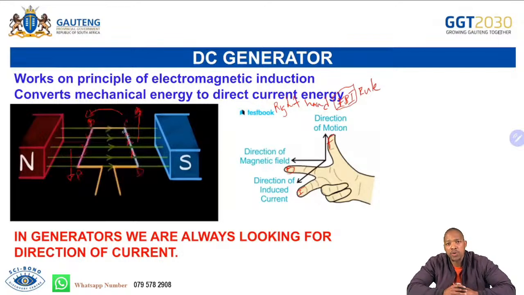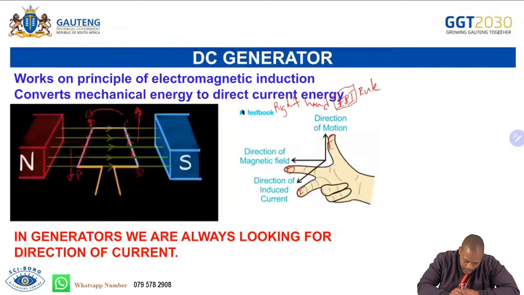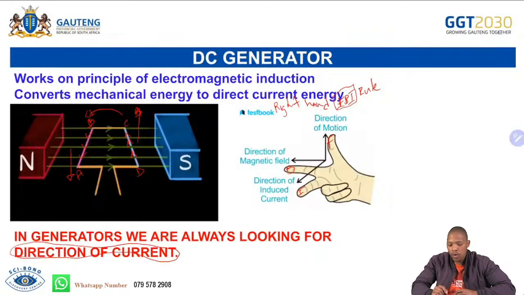And that's how, again, we determine the direction of the current in a generator. And I'll repeat and say, in generators, we are always looking for the direction of the current. And we are always using the right-hand FBI rule. Fleming's right-hand rule, the right-hand generator rule, whatever you call it. As long as you are able to use and apply it, it is fine with me.